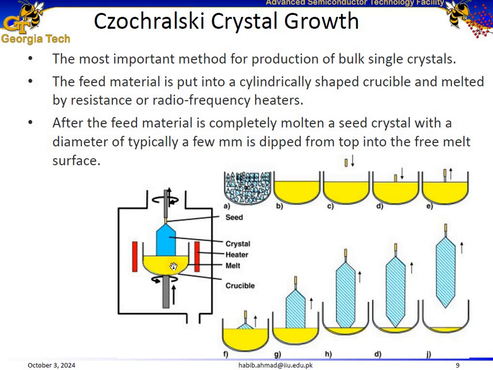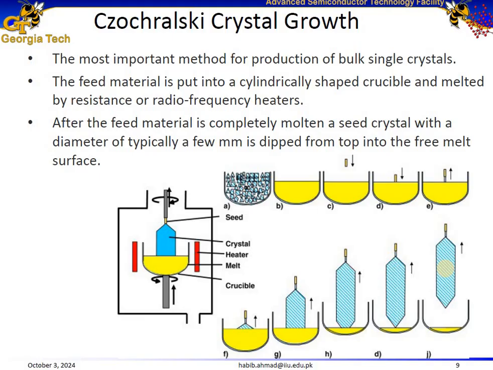Once this raw material, the polysilicon, is fully molten, a small seed crystal, typically a few millimeters in diameter, is lowered into the surface of the molten silicon. The seed crystal serves as the foundation for the growth of a larger single crystal silicon ingot. So the seed crystal is dipped into the melt, and then gradually pulled upwards while the melt solidifies onto the crystal in a controlled manner. As the silicon continues to grow, its cylindrical shape is maintained by adjusting the pulling speed and the temperature. And the result is a long cylindrical single crystal silicon ingot.